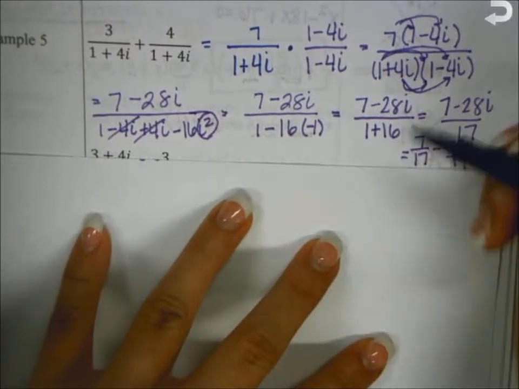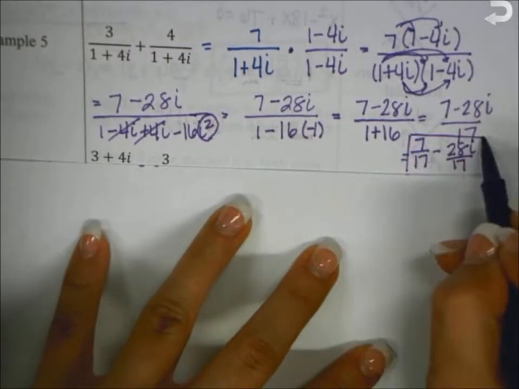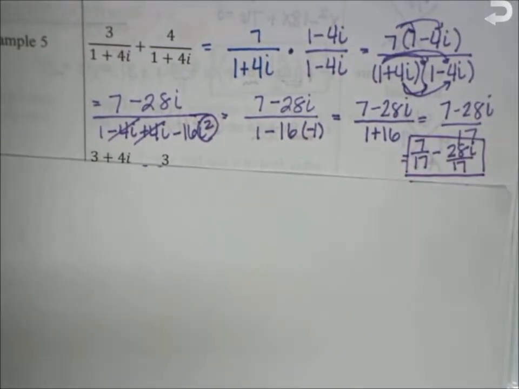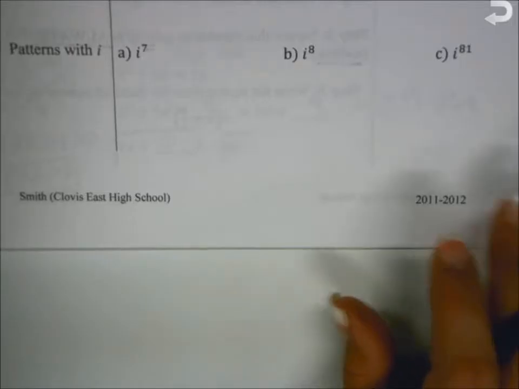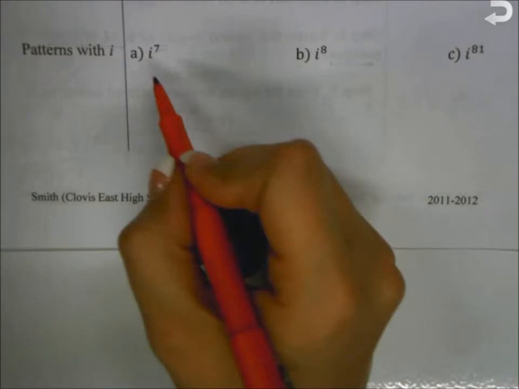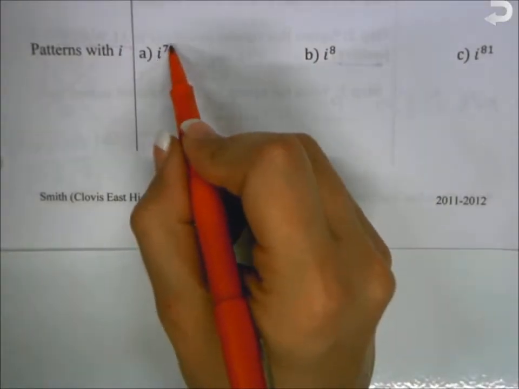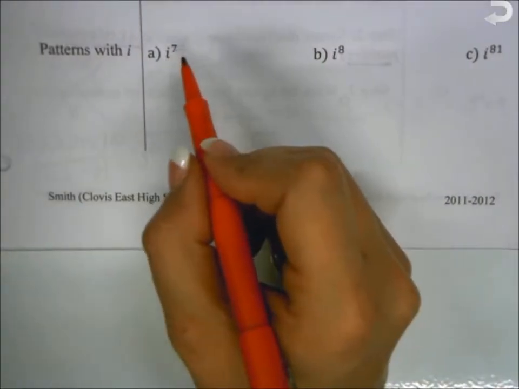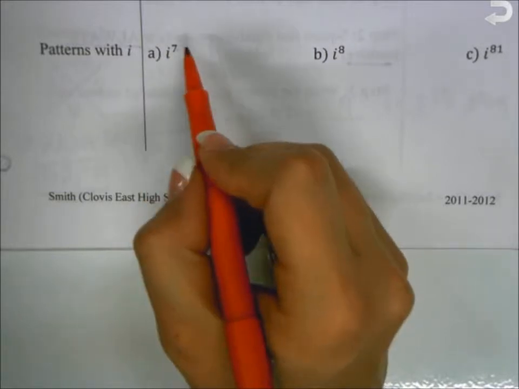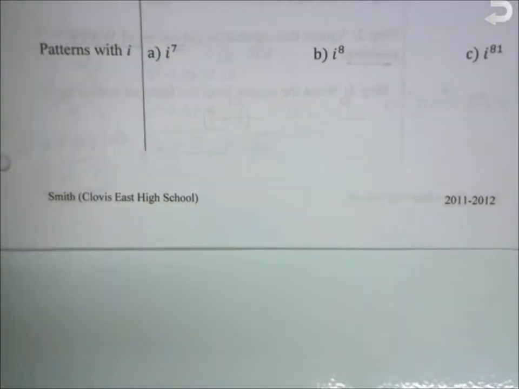Okay? Finally, the last thing with i is we have what's called patterns with i. Now what we're doing when we're looking at patterns with i is we're looking at our exponent. So we have i to the 7. Let's expand this out just to practice and see what happens. So how would i to the 7 expand? i times i, that's 4, 5, 6, 7, right?